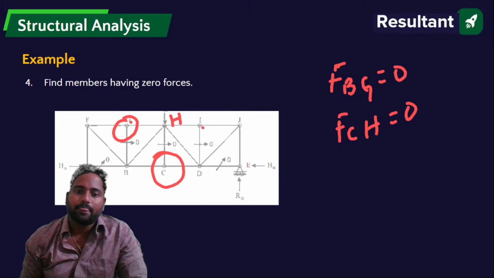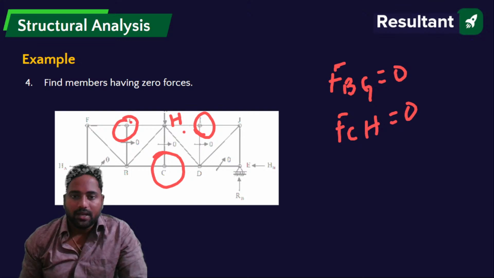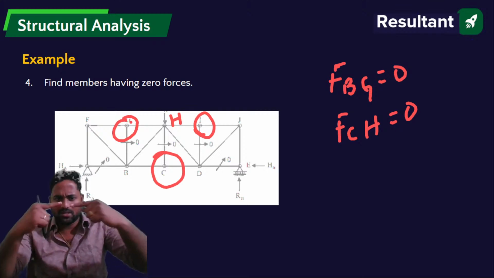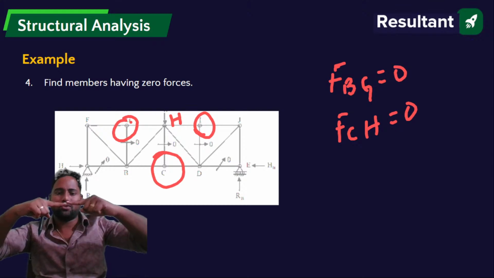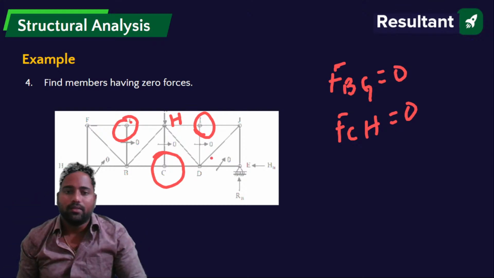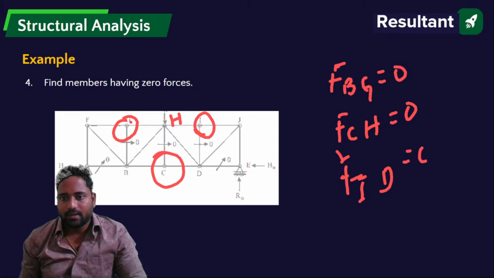Similarly, if I take this joint, three members are meeting at this joint, right? Out of which two are collinear. HI and IG are collinear, meaning in the same line. It can be like this, it can be like this, anything. So out of which two are collinear, then the force in the third member is 0. Same thing. So FID equals 0.